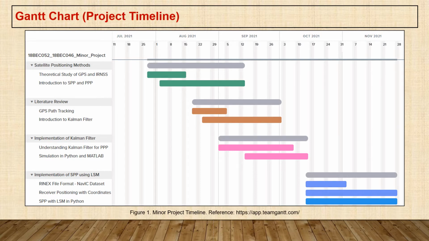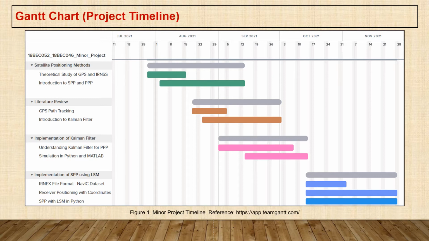So this project was divided into 4 different phases, and the first one included the study of satellite positioning methods, GPS, IRNSS, etc. The next one included the literature review and the study of GPS path tracking and the basic introduction to the Kalman filter. The third phase covered the implementation of the Kalman filter, its basic understanding for two techniques, SPP and triple P, and how the simulation is done in Python and MATLAB.